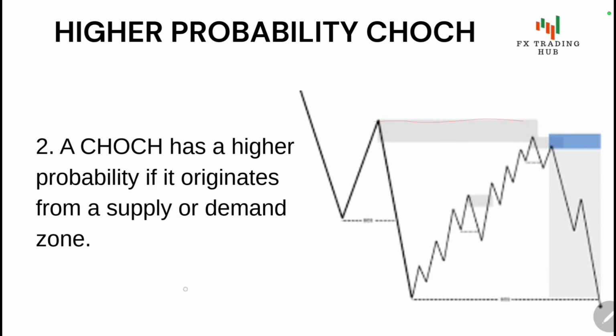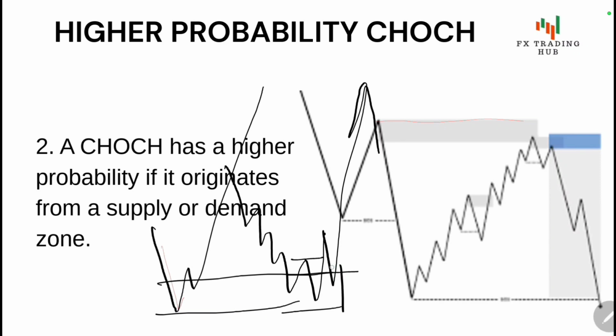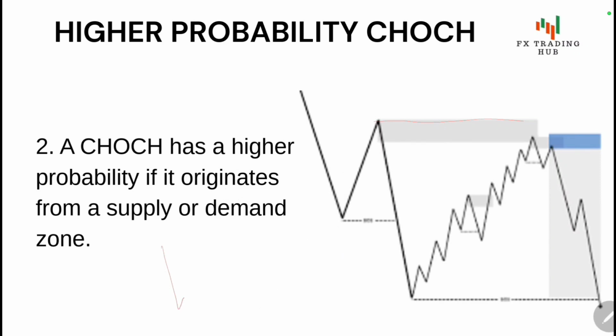Like if you have a case whereby you have a demand zone, if price comes to the demand zone, you could have a change of character there. So that gives a higher probability to that change of character. So a change of character does not happen in thin air. Something gives rise to it, and that is either a supply zone or a demand zone. So whereby you spot a change of character, there must be a demand zone or a supply zone in order for that change of character to be valid.